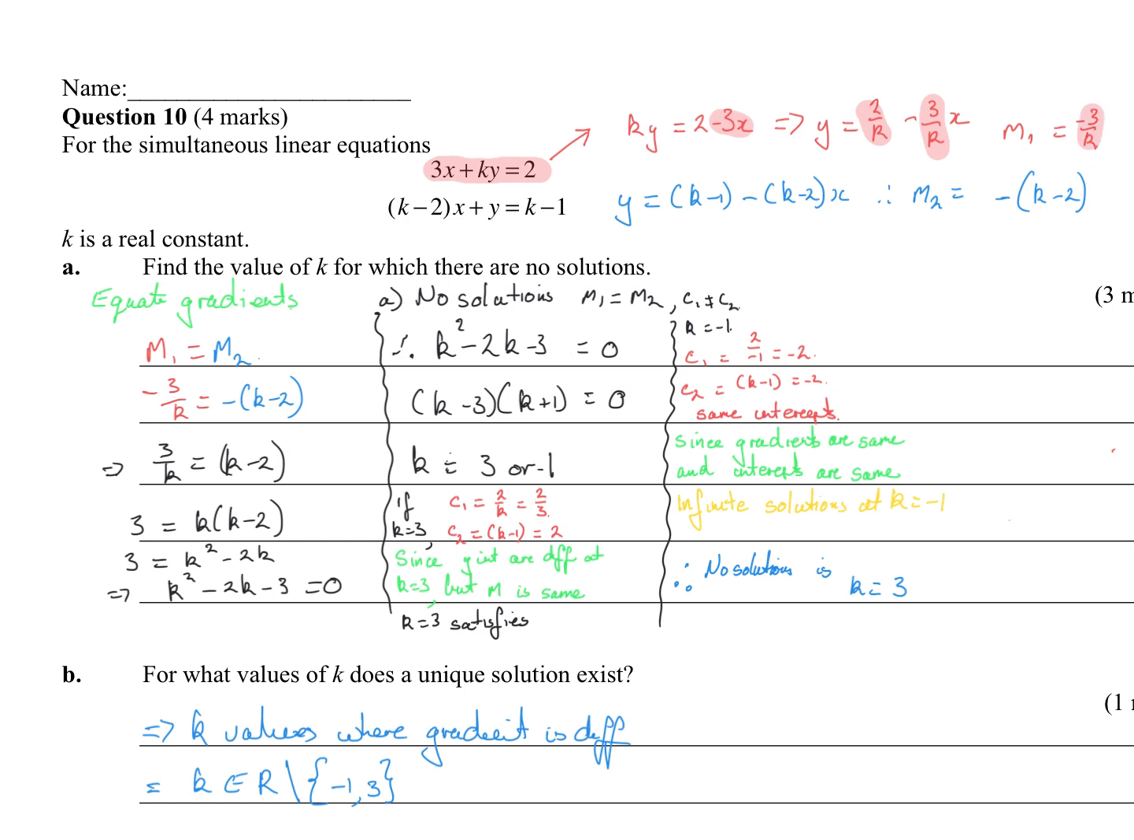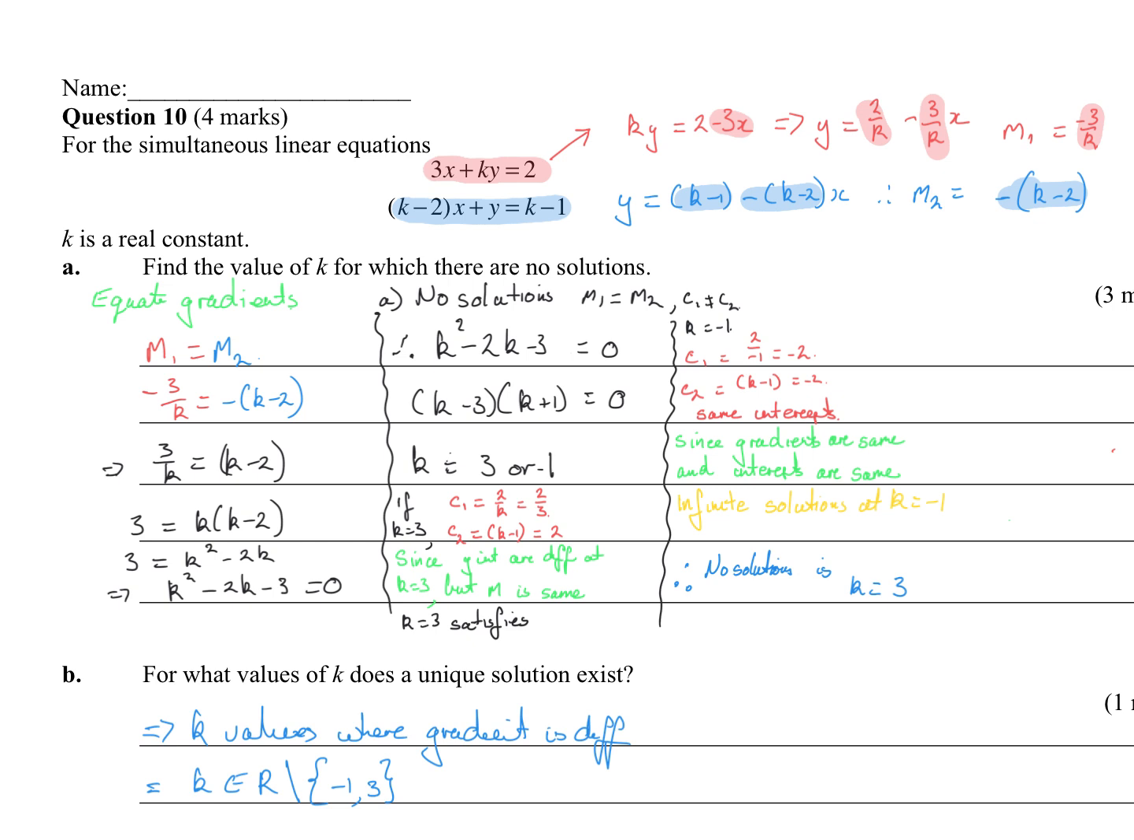If I do the same thing with k minus 2x plus y equal to k minus 1, I get y equals k minus 1. I'll put it in a bracket so I don't lose terms. And I'm going to subtract the k minus 2 term onto the right-hand side, which means the gradient of this line is negative, in brackets, k minus 2.